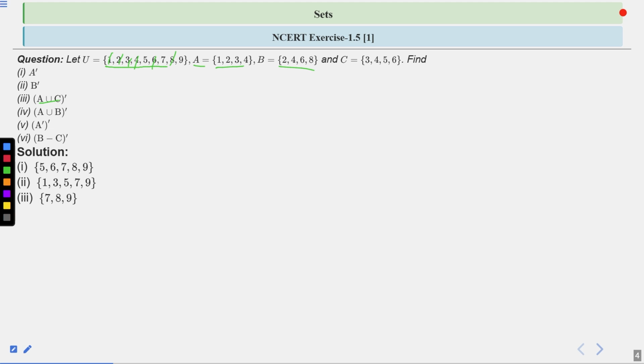Clear? So, here we are talking about A union C. So 3, 4, 5, 6. So eliminate 3, 4, 5, 6. You are left with only these 3 elements 7, 8, 9. So A union C whole complement will be the set with 3 elements 7, 8, 9. I hope the approach is very clear and easy for finding the complements. If someone is facing any difficulty finding difference, union, intersection, complements, etc., please let me know.